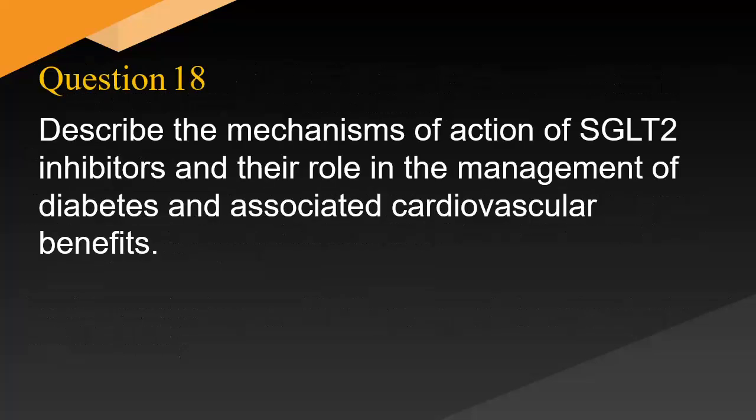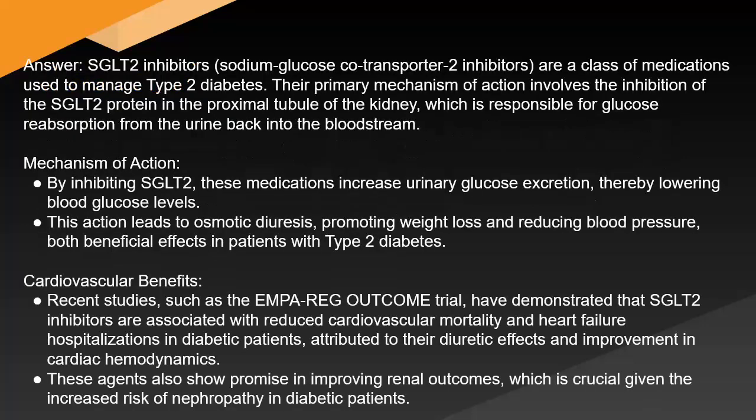Describe the mechanisms of action of SGLT2 inhibitors and their role in the management of diabetes and associated cardiovascular benefits. Answer: SGLT2 inhibitors, sodium glucose cotransporter 2 inhibitors, are a class of medications used to manage type 2 diabetes. Their primary mechanism of action involves the inhibition of the SGLT2 protein in the proximal tubule of the kidney, which is responsible for glucose reabsorption from the urine back into the bloodstream. Mechanism of action: by inhibiting SGLT2, these medications increase urinary glucose excretion, thereby lowering blood glucose levels.